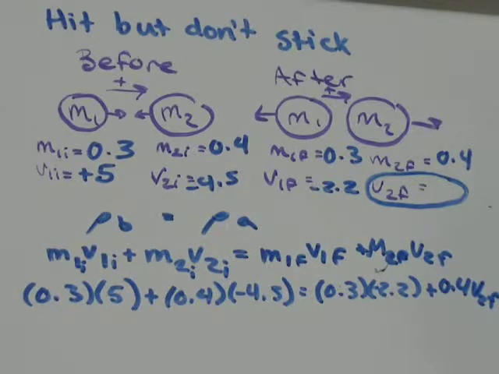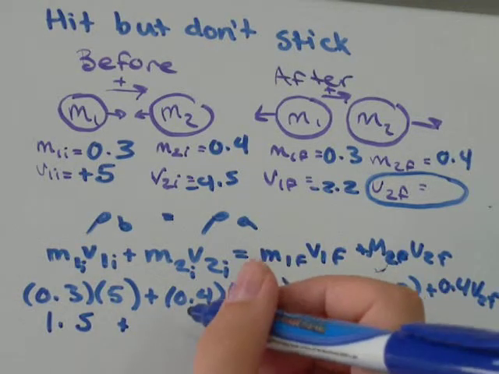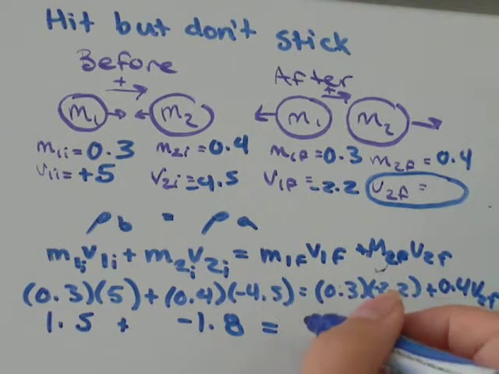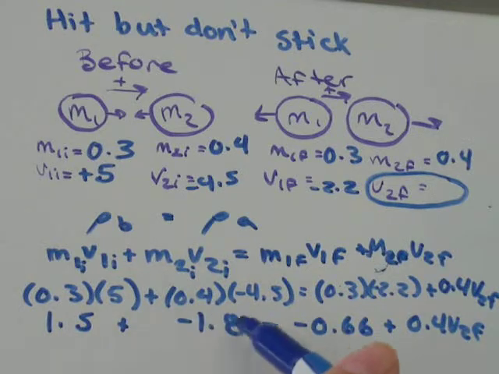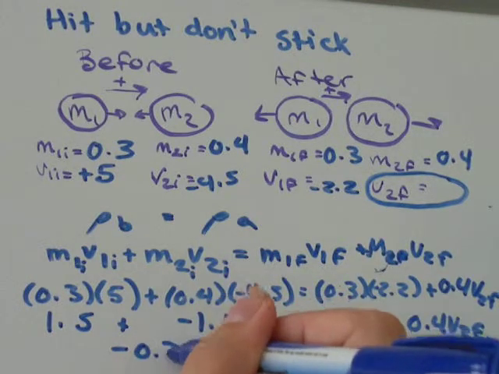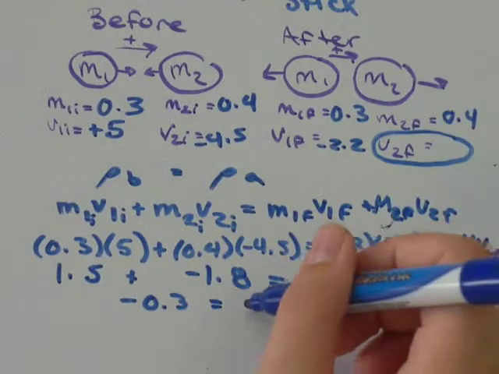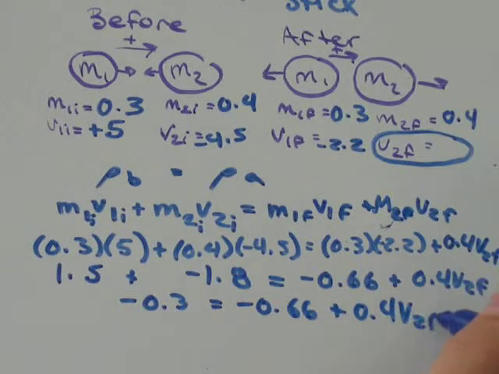And then all you need to do is multiply the stuff in brackets and then add them together. 0.3 times 5 is 1.5, plus 0.4 times negative 4.5 is negative 1.8, and that equals 0.3 times negative 2.2 is negative 0.66, plus 0.4 V2 final. 1.5 minus 1.8 is negative 0.3, and that equals negative 0.66 plus 0.4 V2 final.